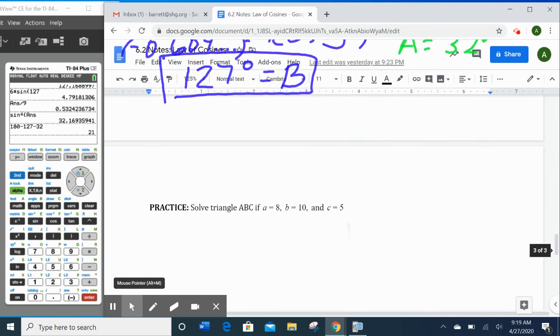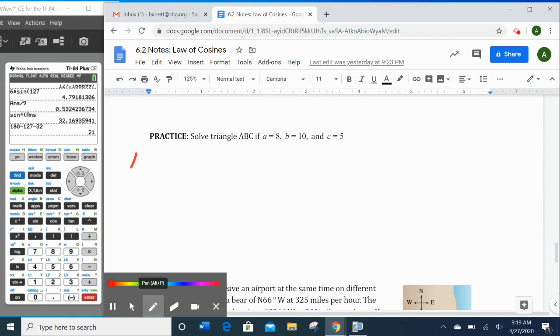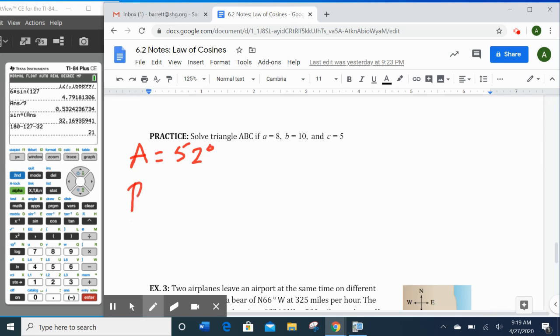And then for this practice problem here, I will tell you the answer, so that way you can check your work. Angle A is 52 degrees. Angle B was actually the one you had to find first because B is the longest side, is 98 degrees. And then angle C is 30 degrees.